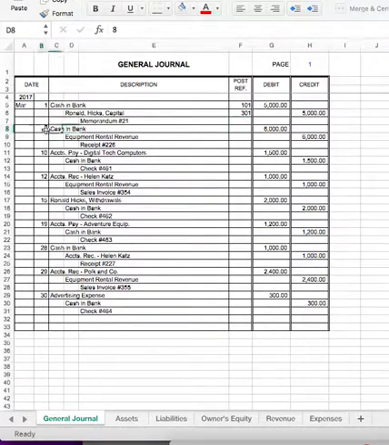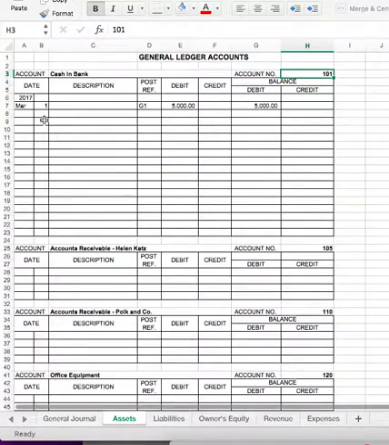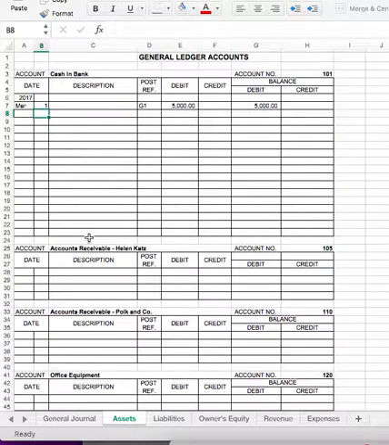Now we have another one with a debit to cash and bank on March 8th. The debited amount is $6,000. So we're going to go to assets. We don't need to record the year or the month because it's the second transaction, so we're going to put the 8th. It is from General Journal, page 1.